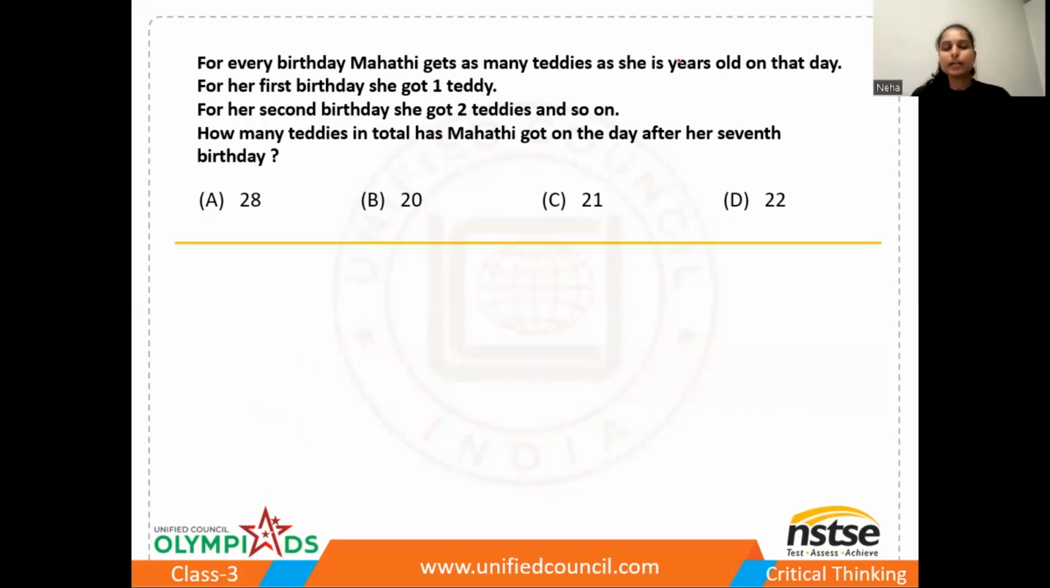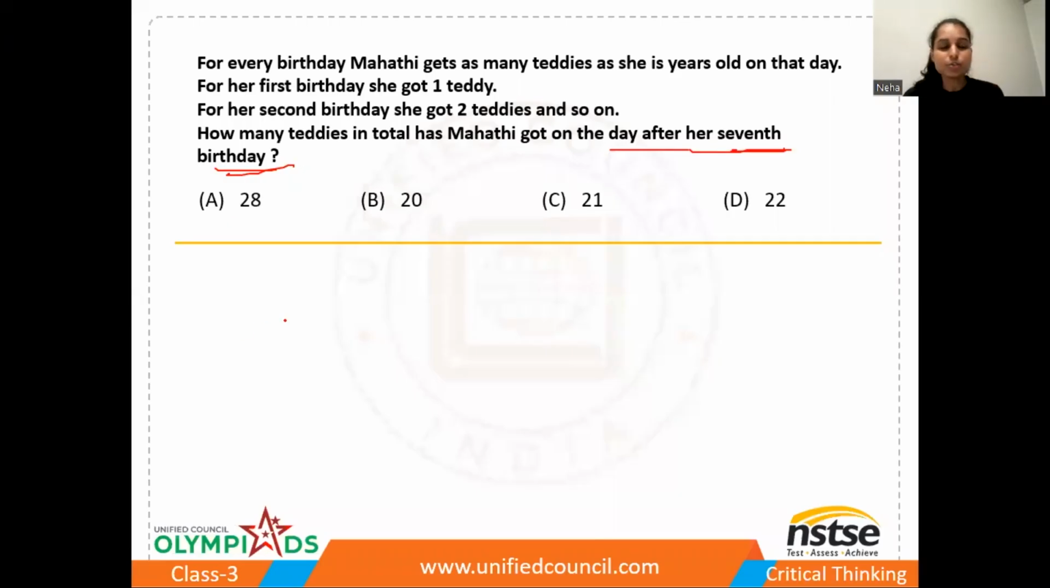So what it means is that if it's her first birthday, she is going to get one teddy. If it's her second birthday, she is going to get two teddies. If this is her third birthday, she is going to get three teddies. And in the next slide they are asking how many teddies in total has Mahati got on the day after her 7th birthday?